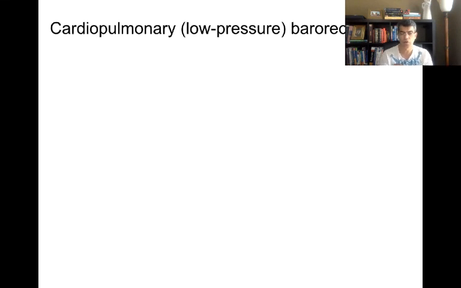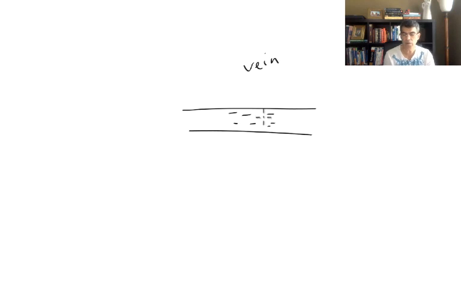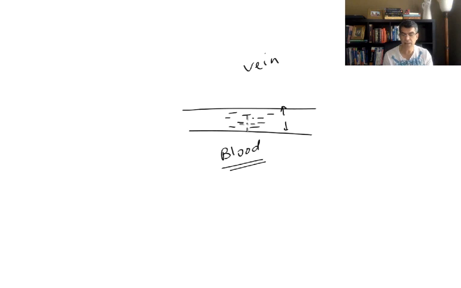These baroreceptors, or low pressure baroreceptors, they respond to fullness of the vein. Let's say this is a vein. Remember, inside the vein, the pressure is low. When you have blood, this blood is going to put pressure against the vein. If the volume decreases, then the amount of force that you apply to the wall, of course, is going to drop. So therefore, I would say the low pressure baroreceptors detect the fullness of the vessel. Fullness. In other words, they detect how much blood we have inside the vein. As a result, they deal with volume.